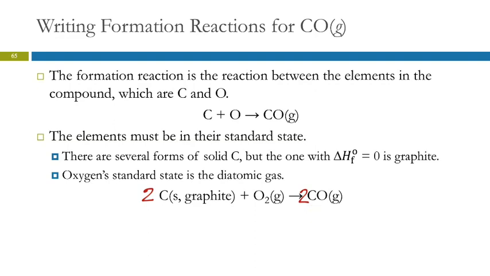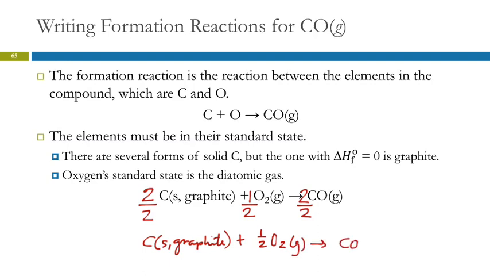But to look at the formation reaction, I want to know how much to make 1 mole of this. How do I change a 2 into a 1? Divide by 2, right? So I'm going to divide this side by 2, and I have to divide everything over here by 2. This was an understood 1, and I divide by 2. And so I get solid carbon as graphite plus half of an oxygen molecule. Well, it is what it is, and that'll give me 1 carbon monoxide.